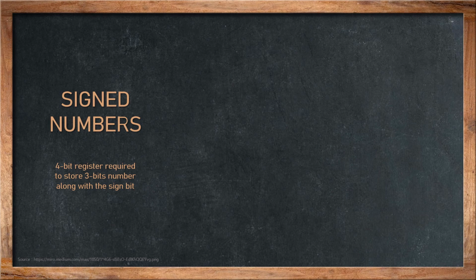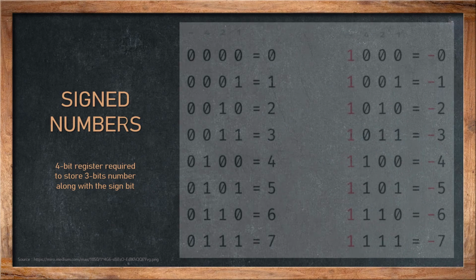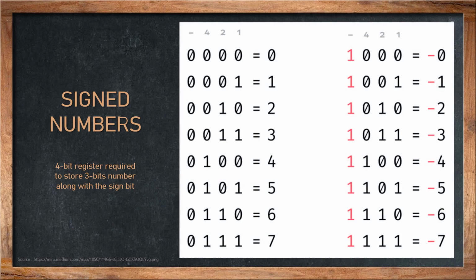Now let's take a look at how to store the signed numbers. So here, as you can see in the image, we have taken numbers from 0 to 7, and we know that 7 needs a total of 3 bits. To store the numbers from 0 to 7, a maximum of 3 locations we need: 1, 2 and 3. So it means if I have 3 registers, then I can store 0 to 7 easily.